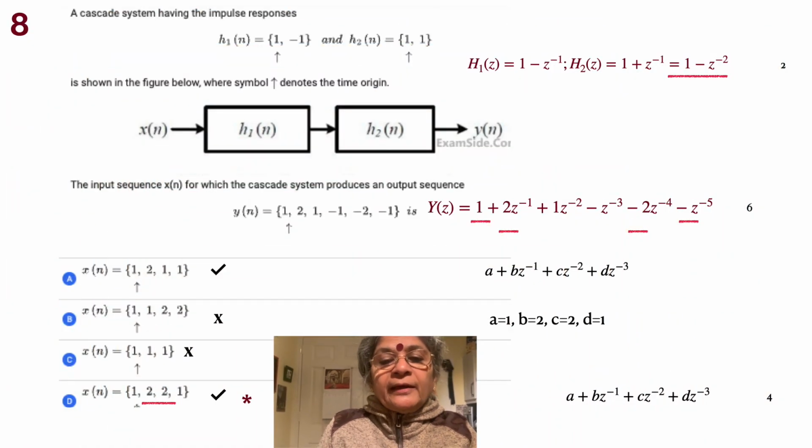I hope this is clear. You start with the time origin, and then each delayed signal you multiply by the delay unit Z raised to minus 1 for each consequent delay, and so you arrive at Y(z) as well.